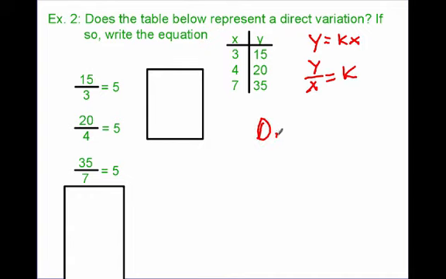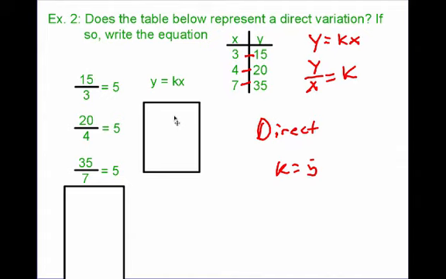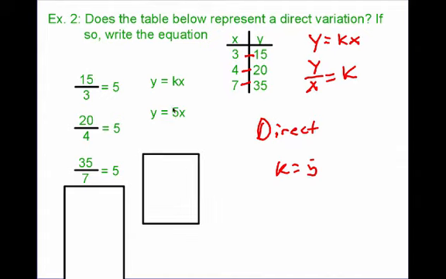So this is a direct variation, because when I take y divided by x, I always get the exact same thing. I get a constant number. The constant is 5. K equals 5. So if I want to write the equation, I know the equation is going to look like y equals kx. I just figured out k is 5, so my equation is simply y equals 5x. So this is a direct variation, and its equation is y equals 5x.